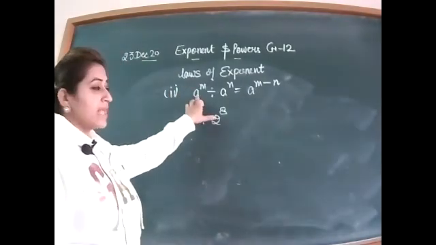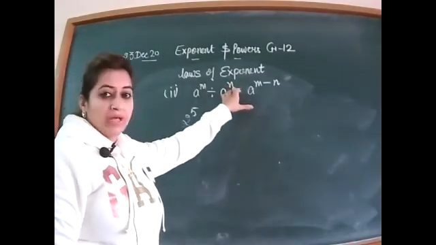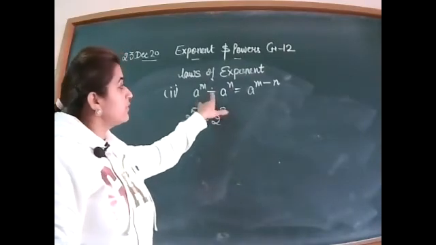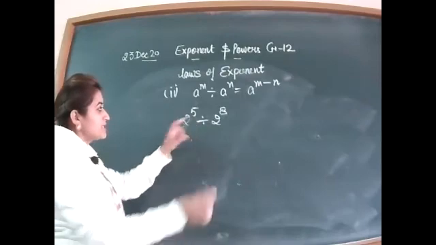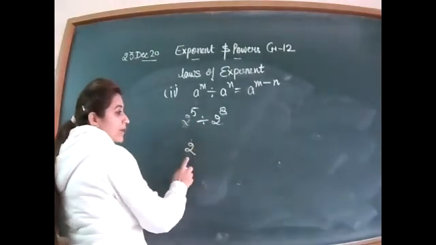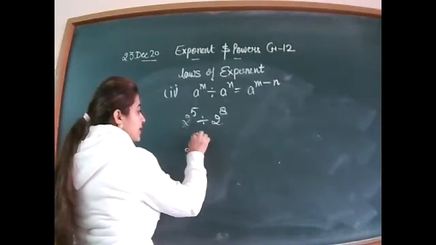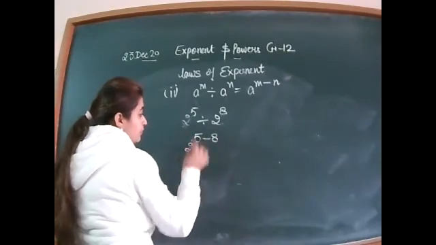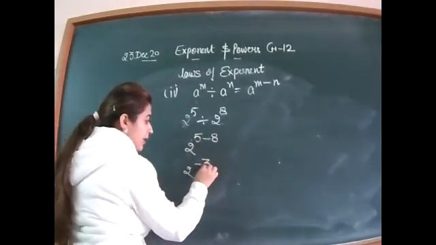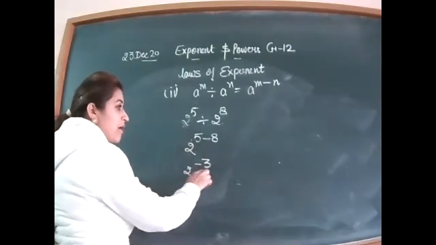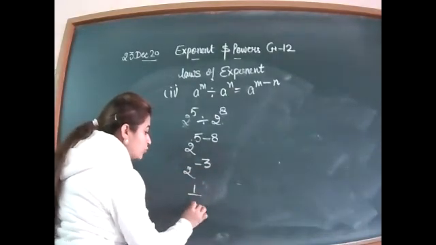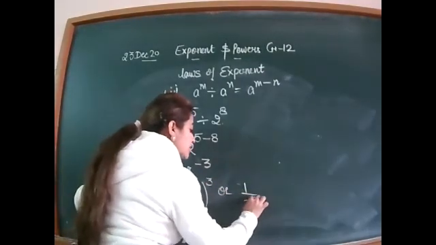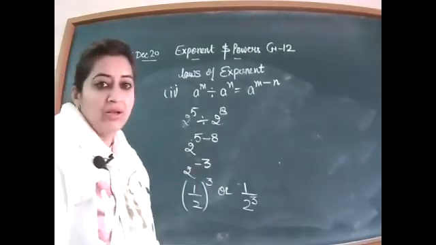Now the second law is a raised to power m divided by a raised to power n. Again the law is the same, but instead of the multiplication sign, we have divide here. So in case of division, power will be subtracted. I've written one example. As you can see that the bases are the same, so you will write the base 1 time and the power will be subtracted. So 5 will be written first because it is given at the first place. Now if you subtract it, it will give you minus 3. Again, if you want to make the power positive, you will make the reciprocal of 2, that is 1 by 2 whole raised to power 3, or you can write 1 by 2 raised to power 3.